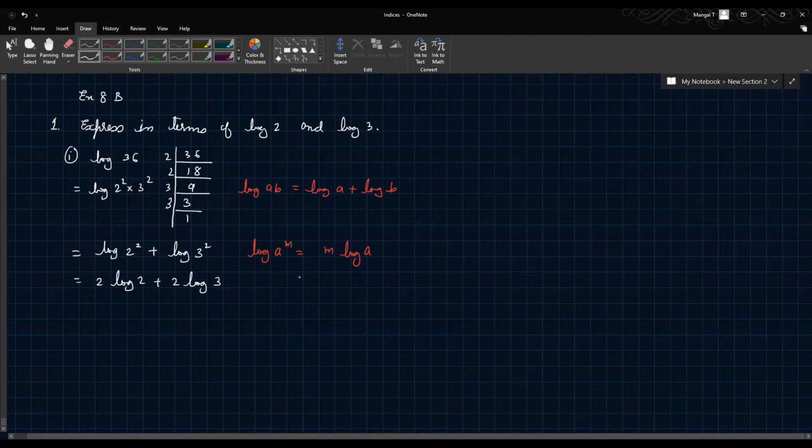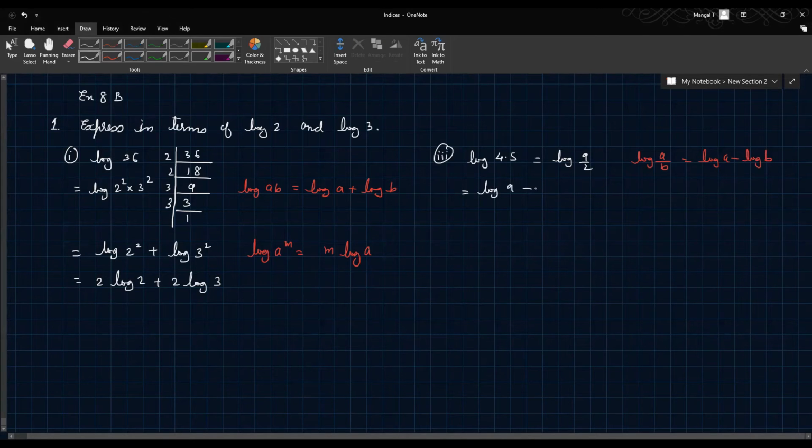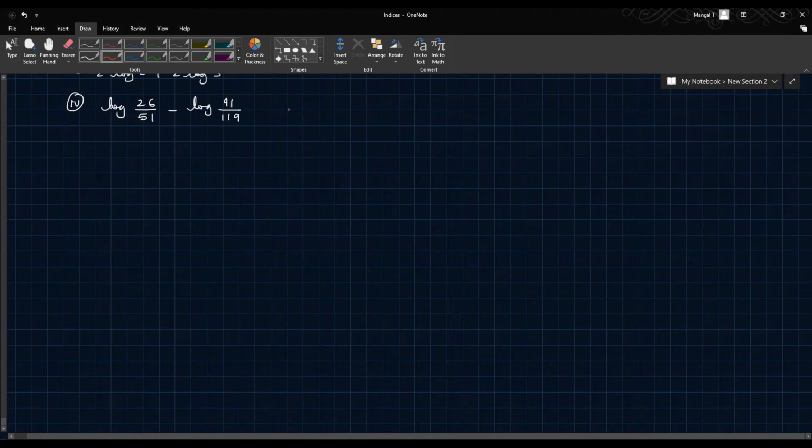Express in terms of log 2 and log 3. Log of 4.5. So in this case, I'm going to make it log of 9 by 2. Then I'm using the law of quotient, that is, log of A by B is log A minus log B. So this will be log 9 minus log 2, which is 3 squared, which will be written as 2 times log 3 minus log 2. So this is what we have succeeded in writing in terms of log 2 and log 3. We use the quotient rule here.